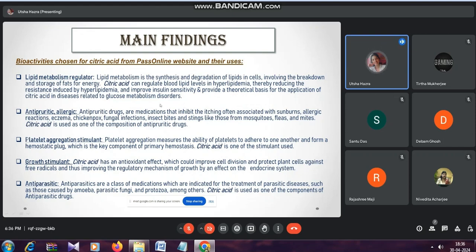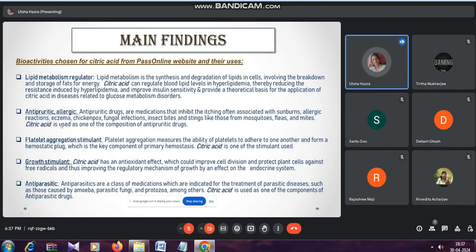Next point is the antipyretic and allergy. Antipyretic drugs are basically those medications that inhibit the itching often associated with sunburns, allergic reactions, eczema, chickenpox, fungal infections, insect bites, and stings like those of mosquitoes, fleas, or mites. Citric acid is used as one of the important compositions of antipyretic drugs.